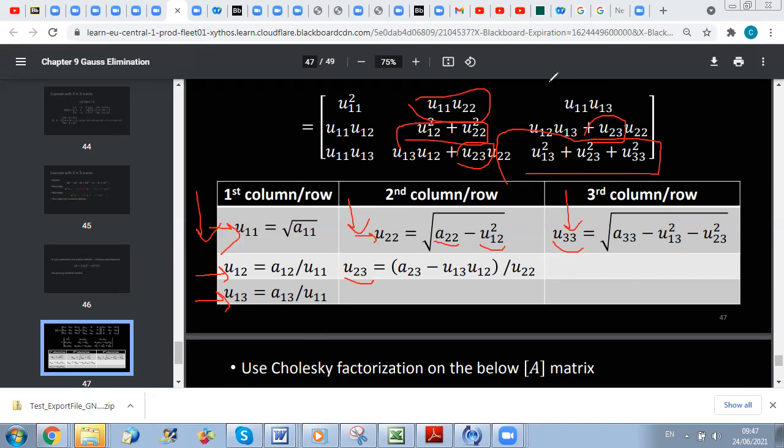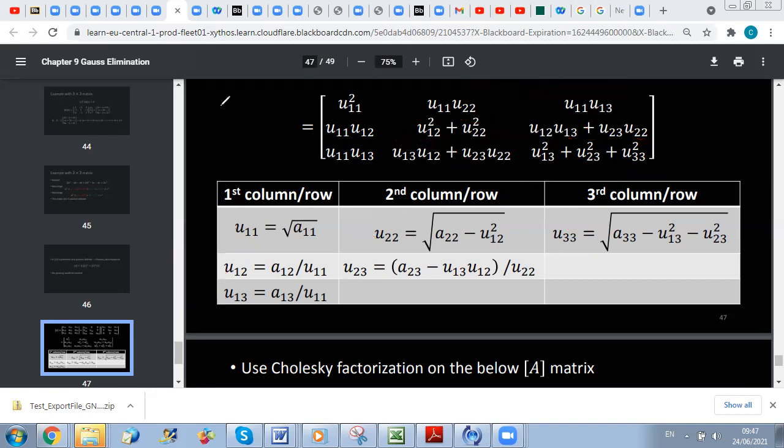Compared to LU factorization, the number of operations will be much smaller in this case, but as we said, Cholesky factorization has conditions. You should have a symmetric matrix and it should be positive definite.